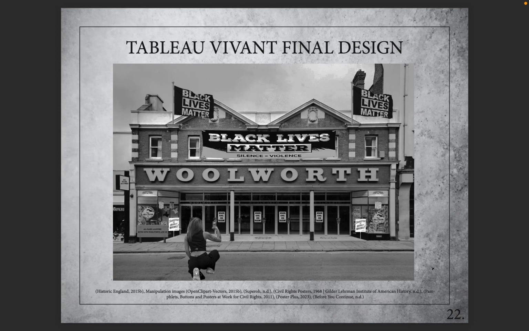At the touch of our hands, we have the power to encourage and create change with the use of modern-day technology. Overall, this Tableau Vivant has potential to be a powerful and thought-provoking representation of the struggle for racial justice and equality during the Civil Rights Movement era, and the continued relevance of the struggle in a contemporary society.